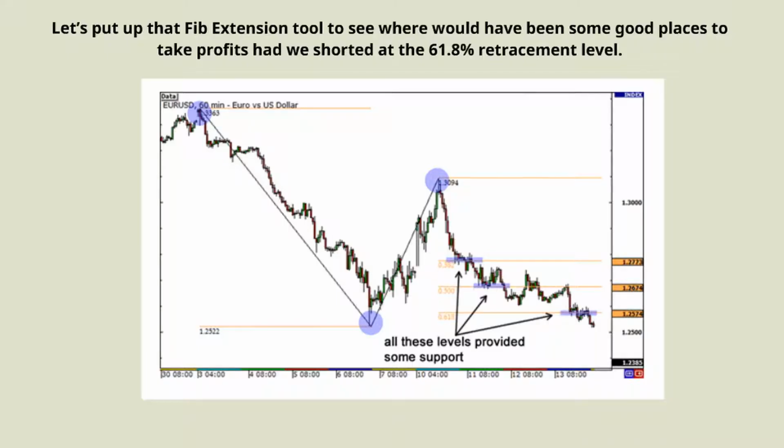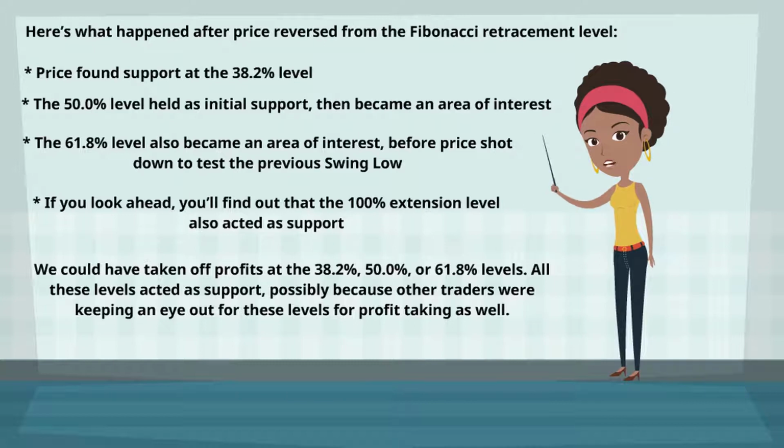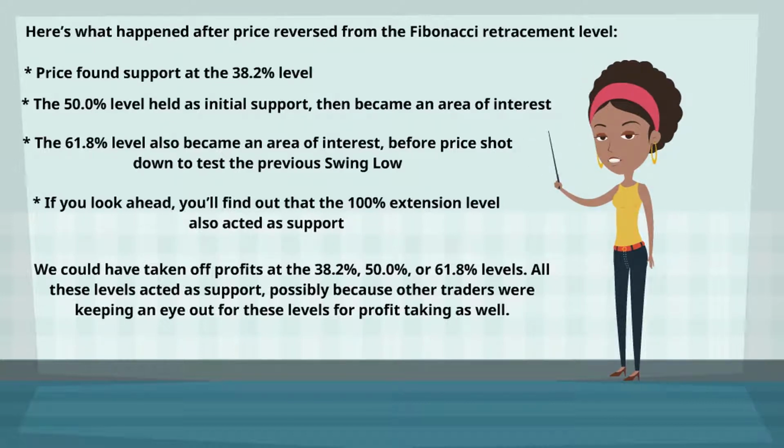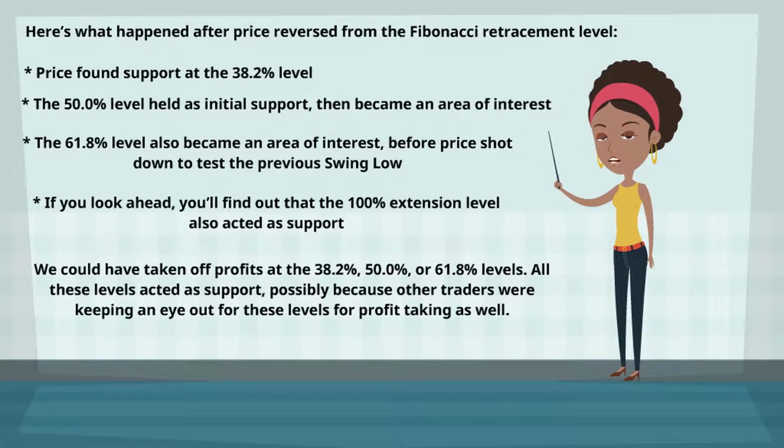Let's put up that Fib extension tool to see where would have been some good places to take profits had we shorted at the 61.8% retracement level. Here's what happened after price reversed from the Fibonacci retracement level. Price found support at the 38.2% level. The 50.0% level held as initial support, then became an area of interest. The 61.8% level also became an area of interest, before price shot down to test the previous swing low.